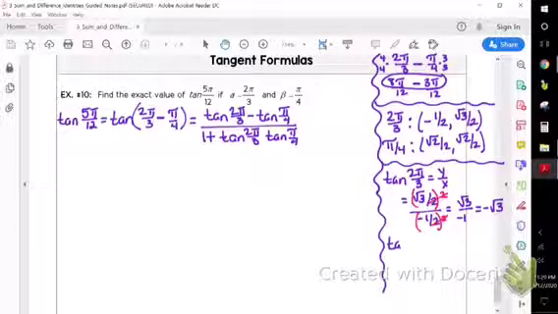Then I'm going to go find tangent of pi over 4. Again, y over x.